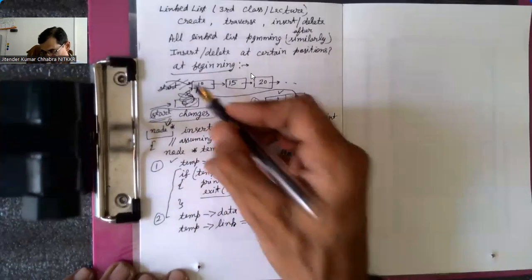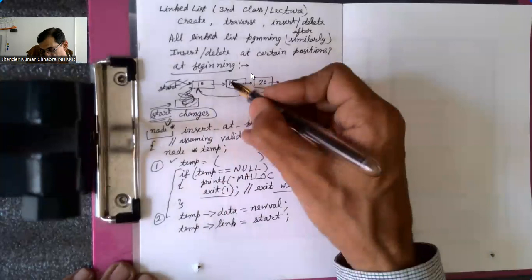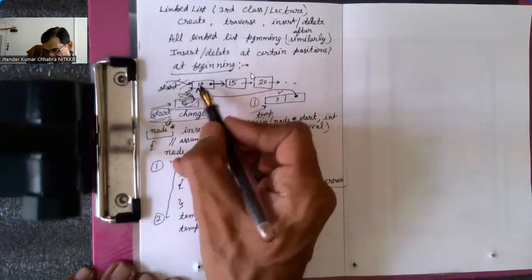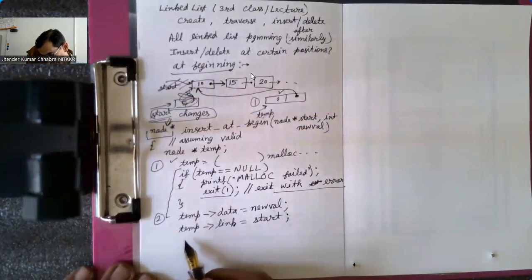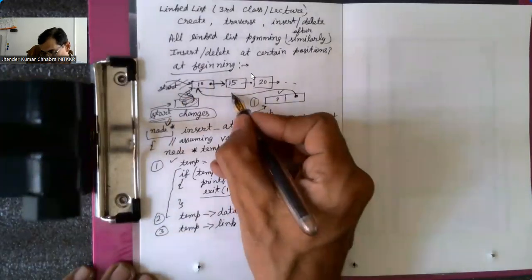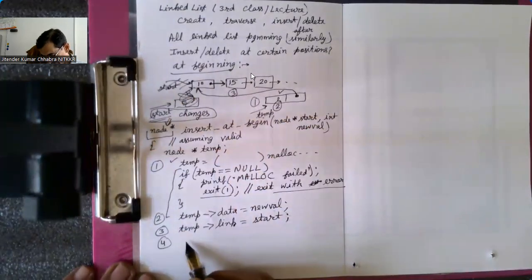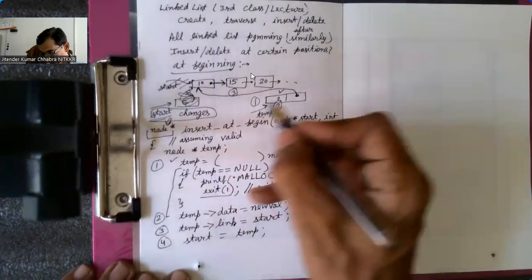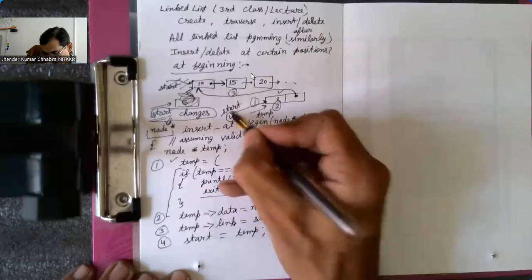What new address? Start, where start was pointing. Not start arrow link, because start arrow link points to 15. This is start arrow link. This points to 15. I need the temp arrow link to come to 10. That is, initially start was here, and now start has changed. So this is step 3. This was step 2. And the next step, the final step, is start to be updated. Start has to point to the temp now. This will become the start now. So this will be step 4.